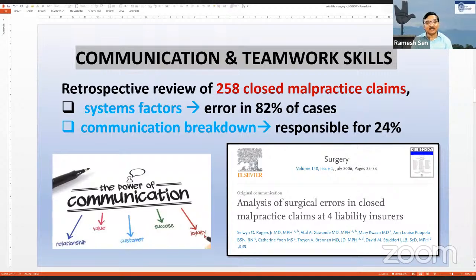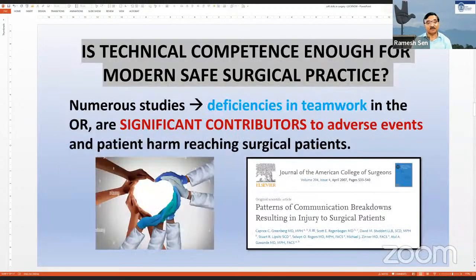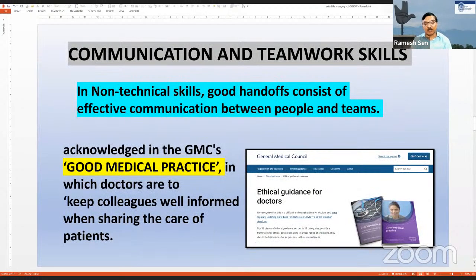This has also been seen in the analysis of closed malpractice claims. System factors were an error in 82%, but communication breakdown was reported in 24% of the malpractice claims. All this happens because we are lacking teamwork among ourselves, especially in giving the patient's data to the next person who is taking care of the patient. This is what we call a handoff. We are inadequately doing the handoff, and that brings the problem.